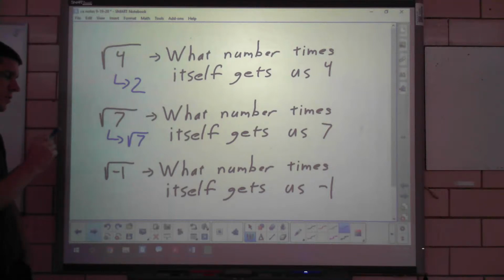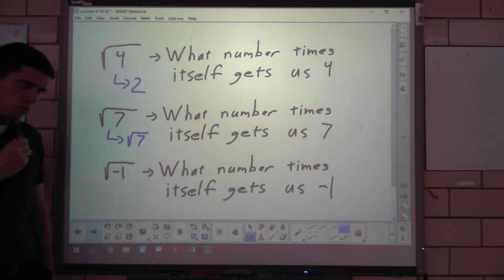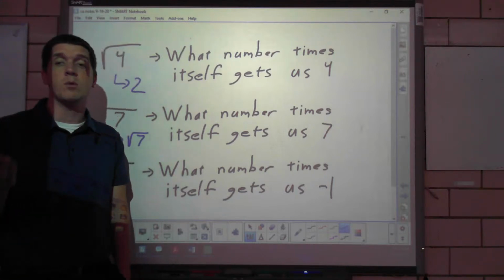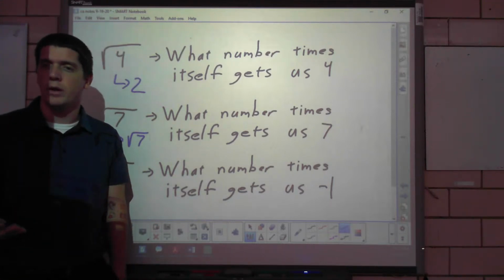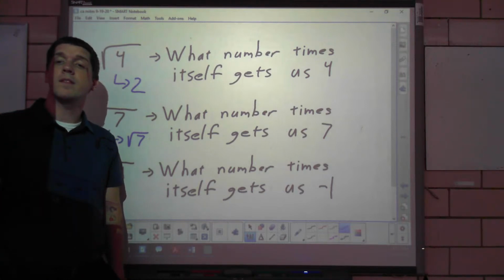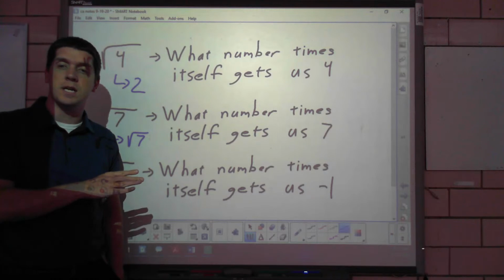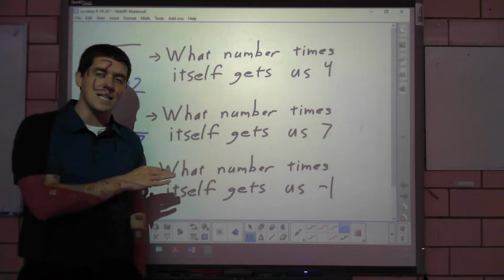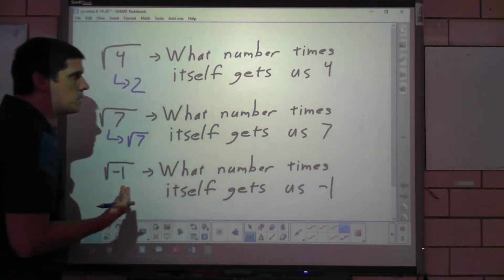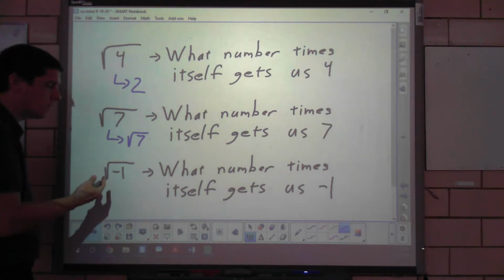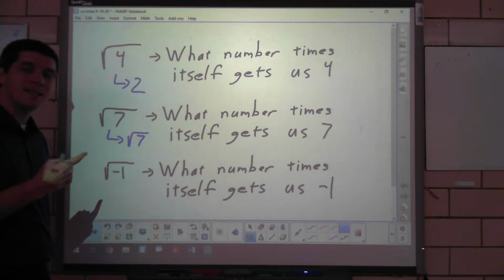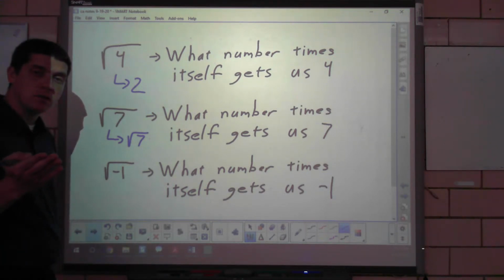But now we look at this. The square root of -1: what number times itself gets us -1? Well, here's where we run into a problem. Because if we think about any number, if we say 1, well, 1 times 1 gets us 1. So that's out. Okay, well, then let's think about negatives. -1 times -1 is, oh wait, it's also 1. Even a negative times a negative gives us a positive. There's no good number in all of reality that can give us this.